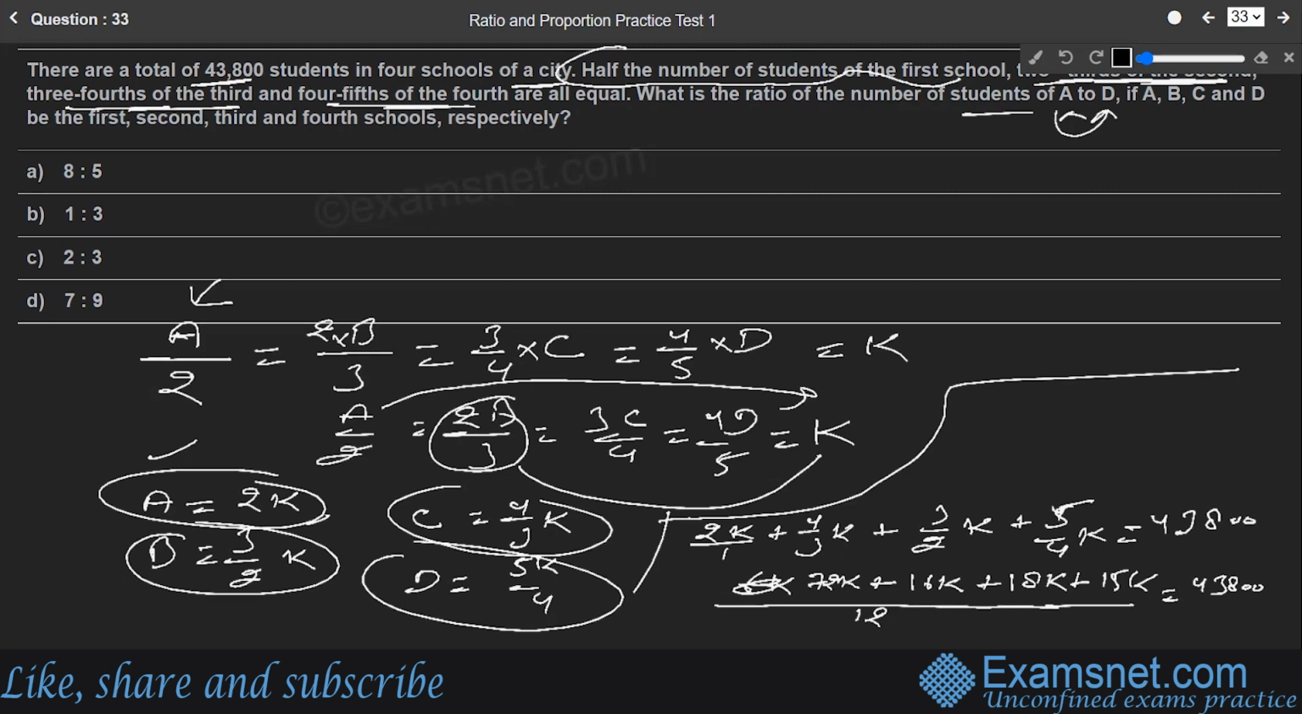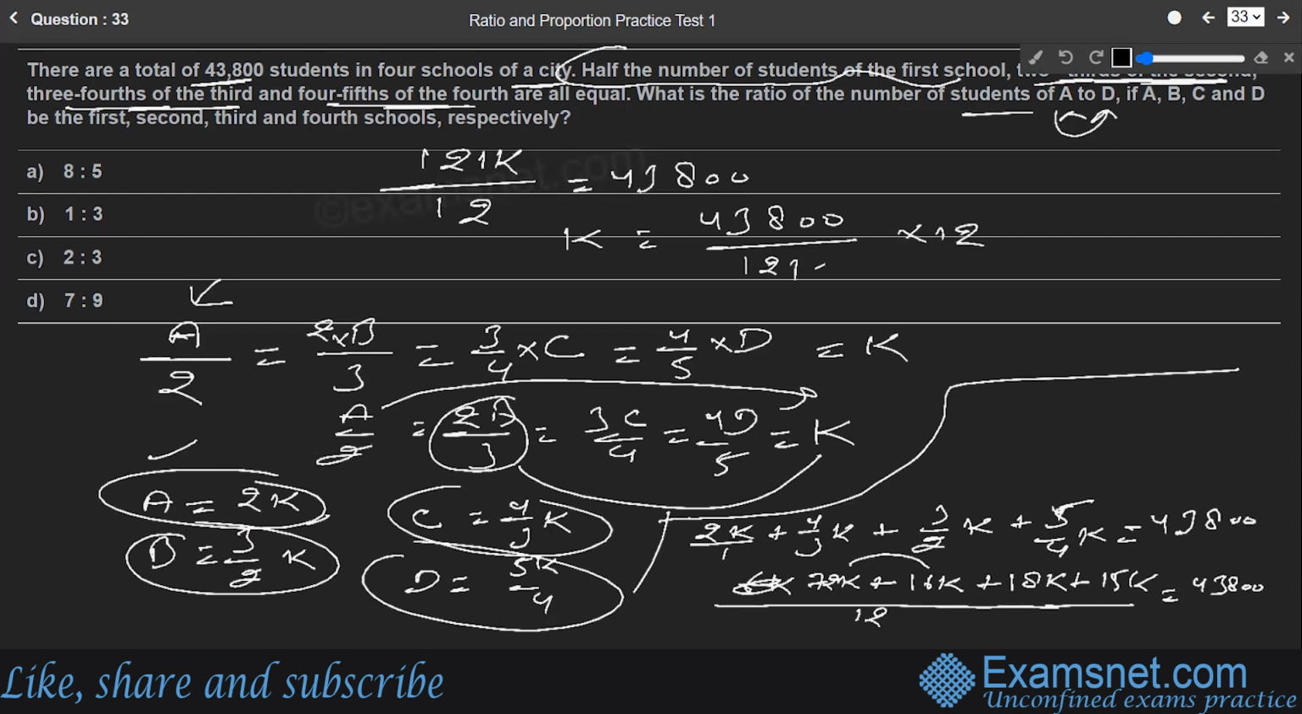Now let us see if all of them have been added. What is the total? 72 plus 16 is going to be 88. 88 plus 18 is going to be 106. 106 plus 15 is going to be 121K. So it ultimately becomes 121K divided by 12 is equal to 43,800. This is the actual thing that comes out. Now we can find the K value from this. K is nothing but 43,800 divided by 121 into 12.